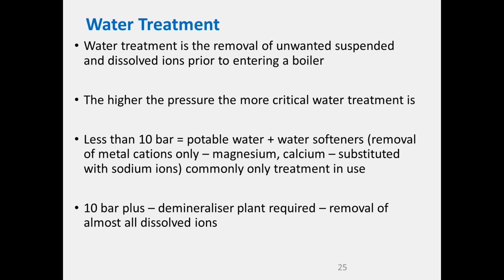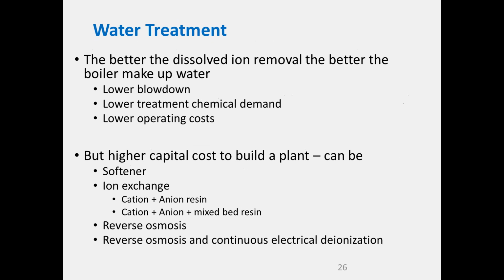If you're taking raw water, often that plant will have some kind of pre-treatment plant to remove all the suspended material, and then it will go through and take out all the dissolved ions. So basically, the better the dissolved ion removal, the better the boiler makeup water in terms of quality, and because of that, you'll get lower blowdown out of your boilers. It will lower your treatment chemical demands, and it lowers your operating costs.